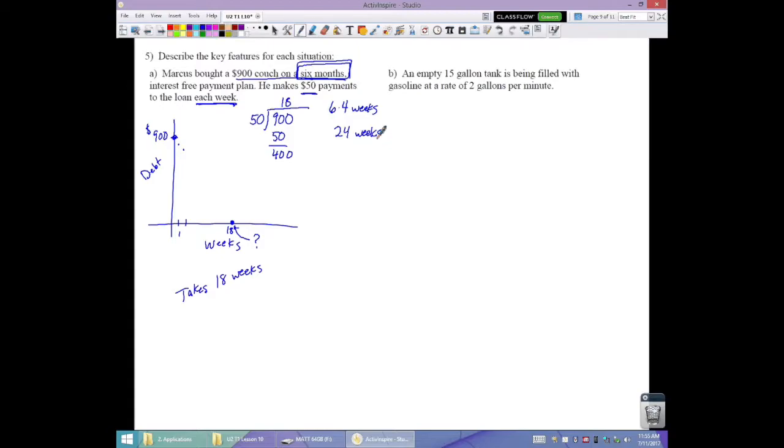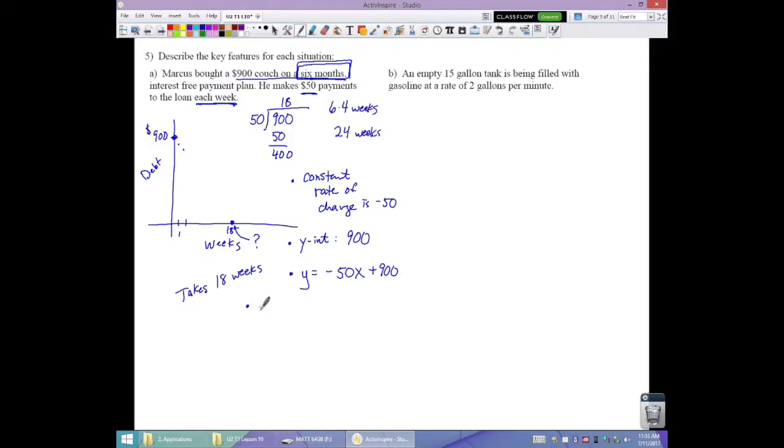So what can we say here? We can say this is a linear pattern because there's a constant rate of change. The constant rate of change is -50. We can say that it has a y-intercept of 900 because we started off owing $900. Well, if it's linear with a constant rate of change and a y-intercept, we can write an equation. Y equals -50x plus 900, right? Our constant rate of change and our y-intercept.